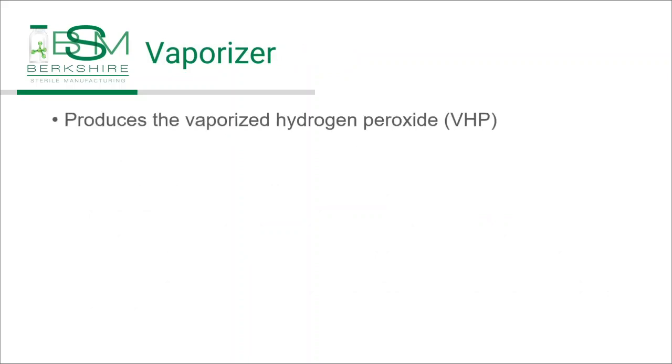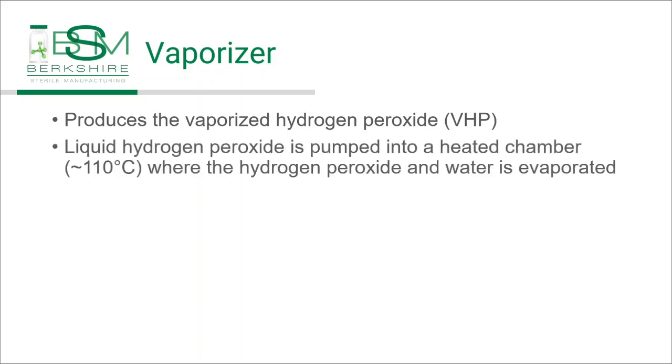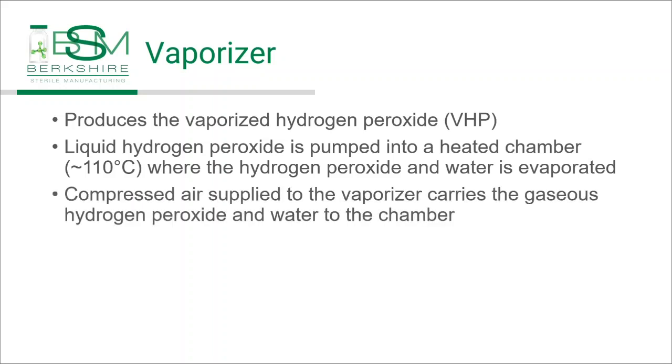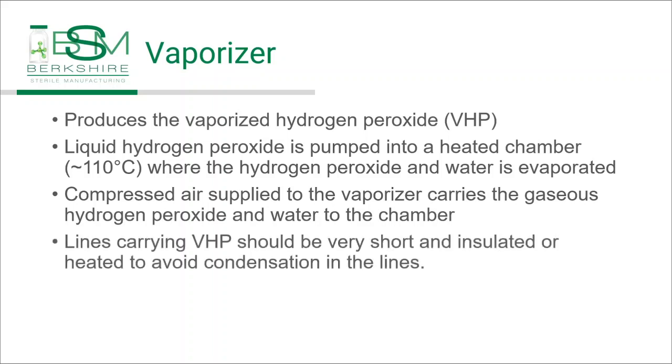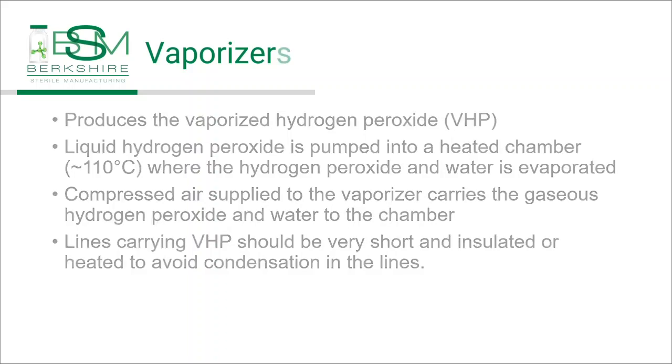Let's talk about vaporizers really quick too. A vaporizer produces the vaporized hydrogen peroxide. Liquid hydrogen peroxide is pumped into a heated chamber at about 110 degrees centigrade, where hydrogen peroxide and water is evaporated. Compressed air supplied to the vaporizer carries the gaseous hydrogen peroxide and water to the chamber. And lines carrying the VHP should be very short and insulated or heated to avoid condensation in the lines, to ensure that all of the vaporized hydrogen peroxide and humidity of the water gets into your isolator.